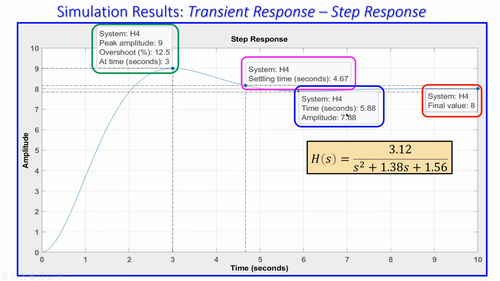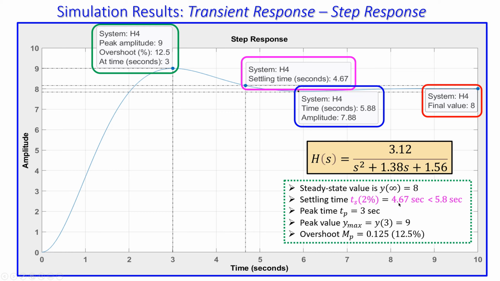And these are the values again. Steady state value is 8, settling time is 4.67 seconds. This is then of course smaller, approximately 1 second smaller than the 4.8 seconds. The peak time is correct, the maximum value is also correct, and the overshoot is also exactly as we have calculated. So that's all fine, and we assume or accept that this transfer function is correct.